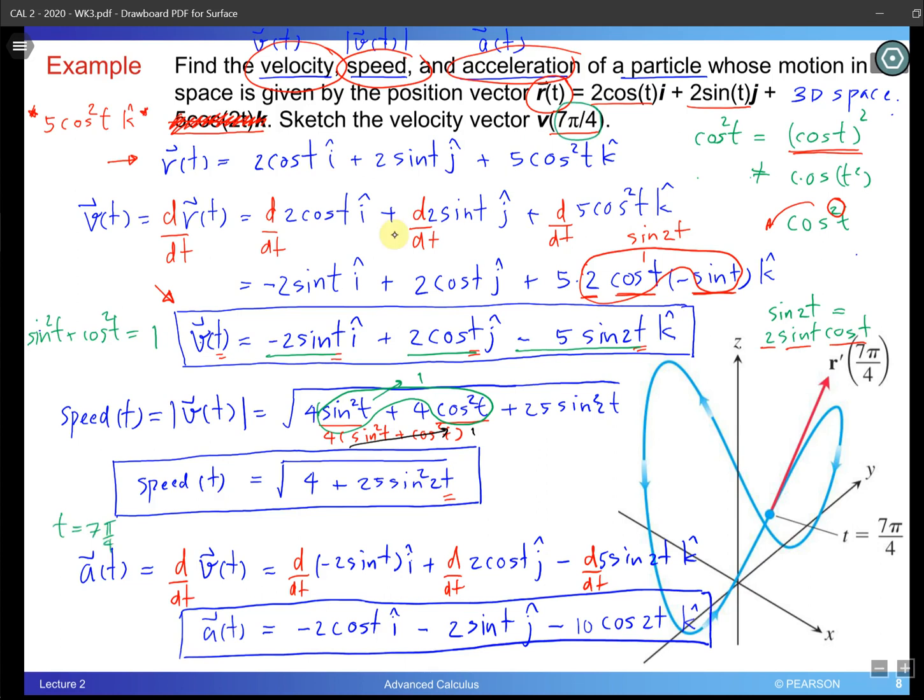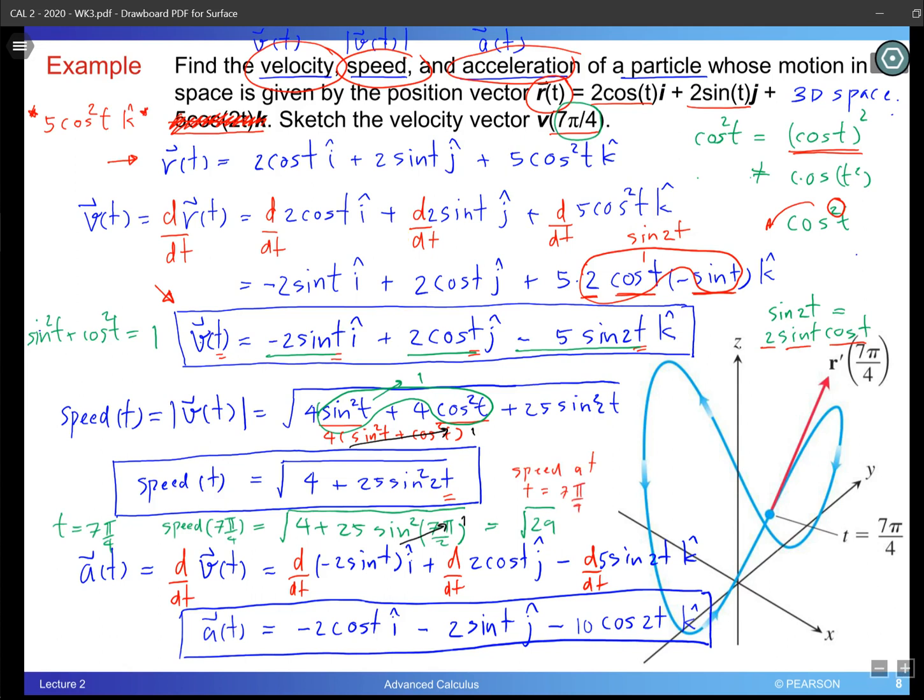So all you need to do is to apply this. The speed at 7 pi over 4 is going to be equal to the square root of 4 plus 25 sine squared of 2t. Here the 2 is going to apply to 7 pi over 4, so it's going to be 7 pi over 2, and also have this square right here. And as you know, this sine of 7 pi over 2 is going to be equal to 1, so this term is going to be equal to 1. So in the end, we have the square root of 29, and that is the speed at time equal to 7 pi over 4.